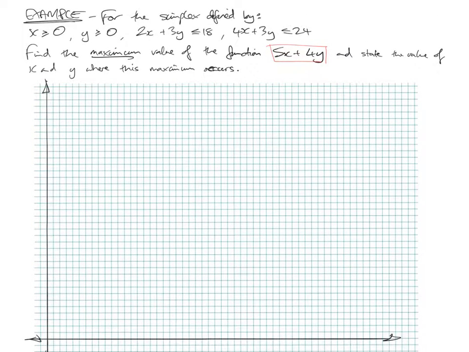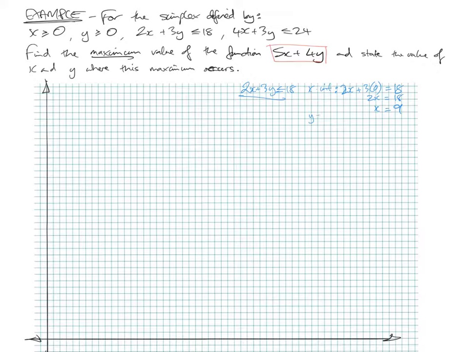I know where the intercepts for x is greater than or equal to 0 and y is greater than or equal to 0. They're just the axes. But what about 2x plus 3y is less than or equal to 18? I want to know what the intercepts are. So x int is going to be when y is equal to 0. 2x plus 3 lots of 0 is equal to 18. 2x is equal to 18. X is equal to 9.